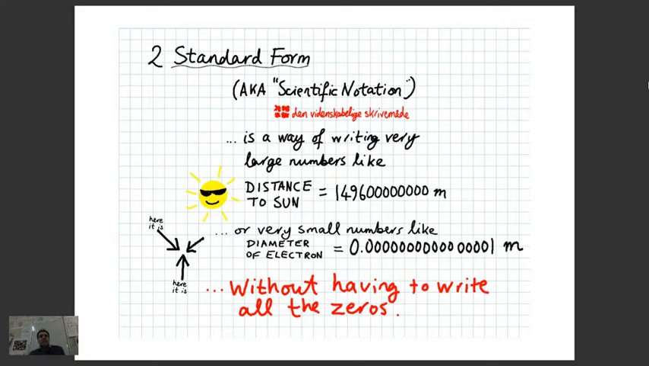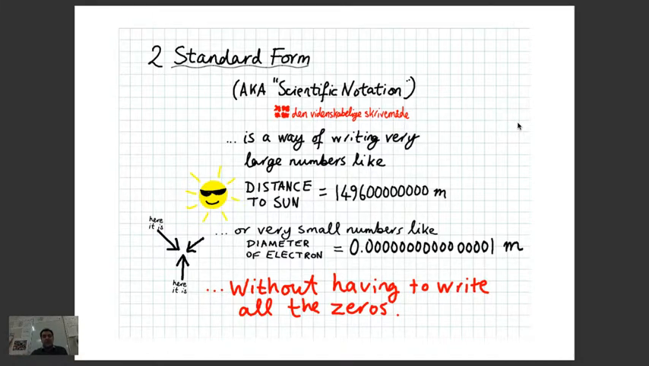So this is MYP4 Unit 3 Chapter 2, and it's a revision of standard form, which you've seen earlier in the MYP program, also known as scientific notation, or it's got a Danish name, Den Videnskabelige Skrivemåde. I always have trouble saying that. Literally, the scientific way of writing.